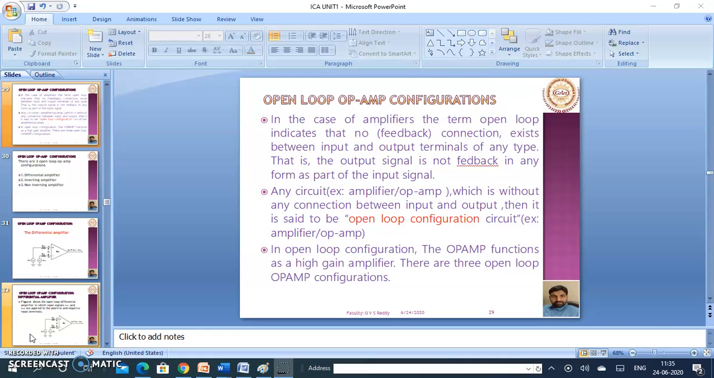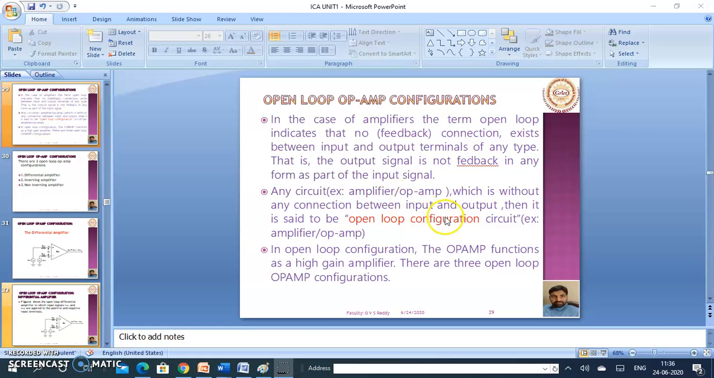Open loop op-amp configurations. In the case of amplifiers, the term open loop indicates that no feedback connection exists between input and output terminals of any type. That is, the output signal is not fed back in any form as part of the input signal.